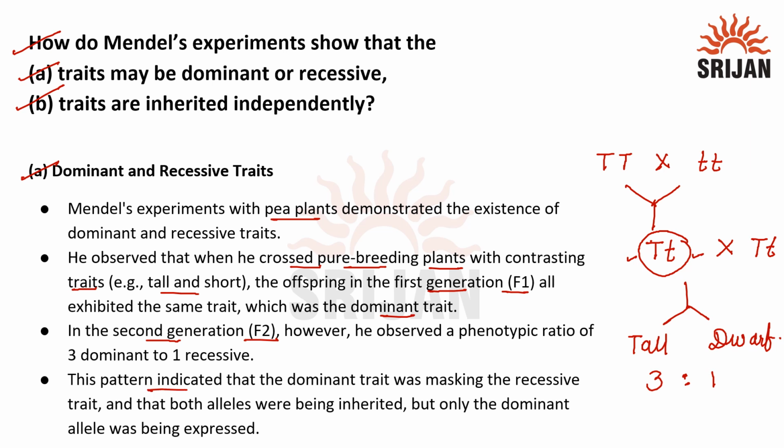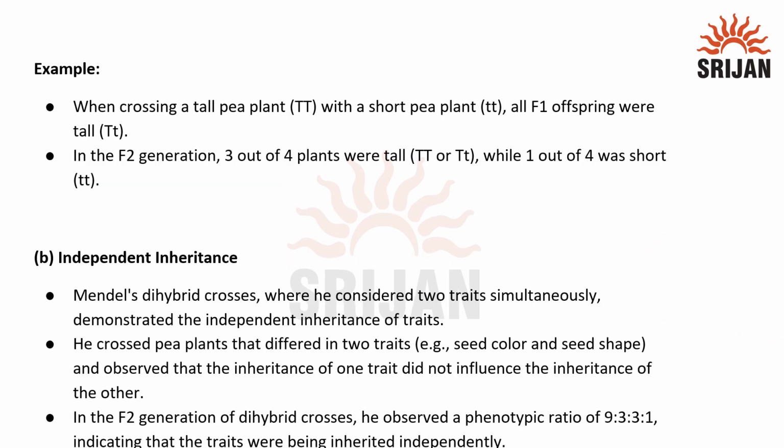This pattern indicated that the dominant trait was masking the effect of the recessive trait, and even if both the alleles were being inherited, only the dominant was being able to express itself. So here we can see that example. When we are taking a tall plant which is homozygous and a dwarf plant which is homozygous and crossing them, the F1 generation is going to have both these alleles, but the character which was seen was only tallness.